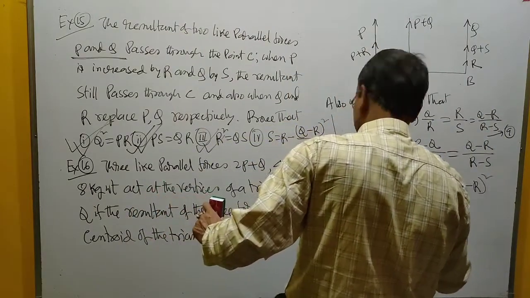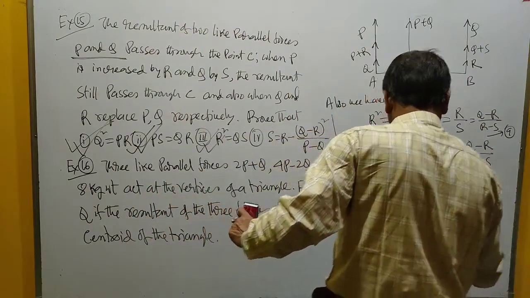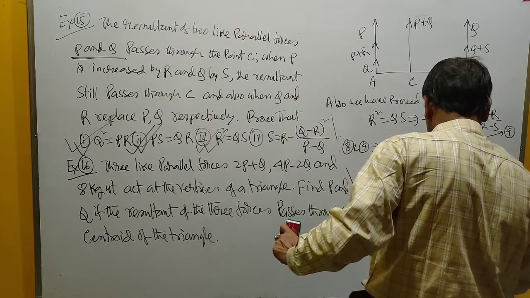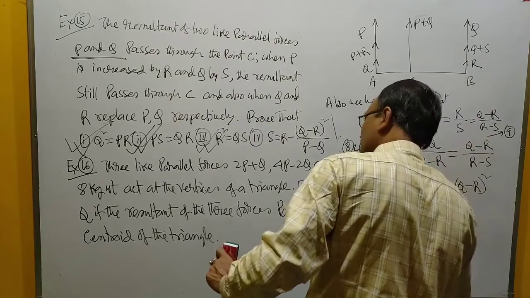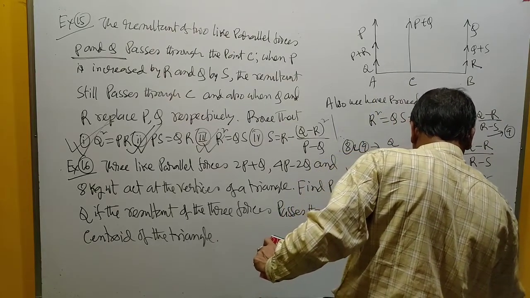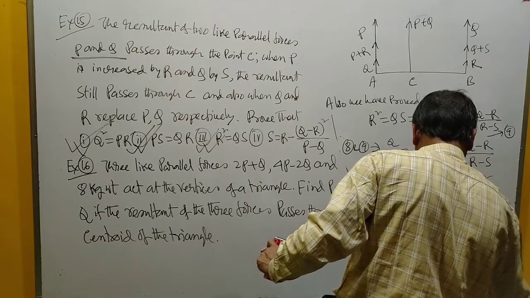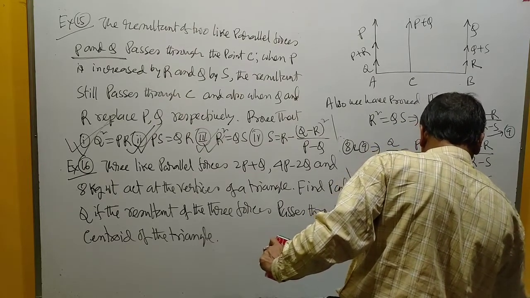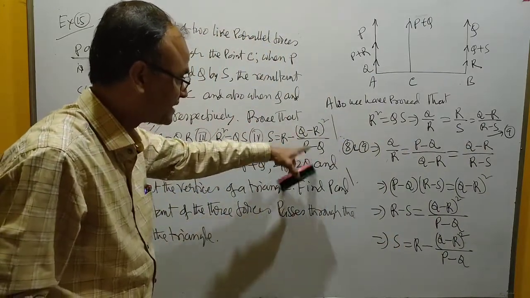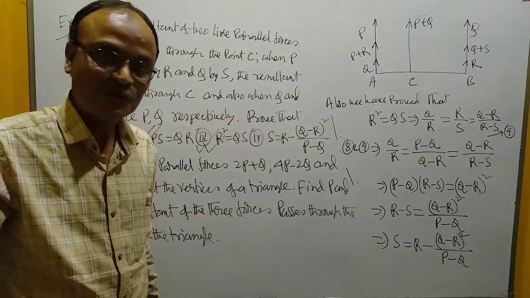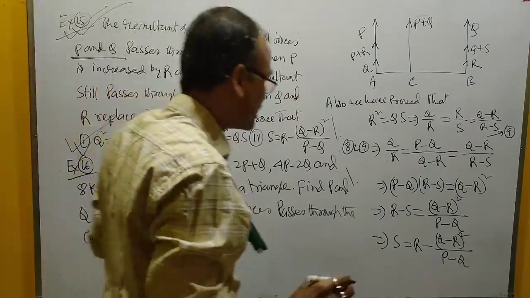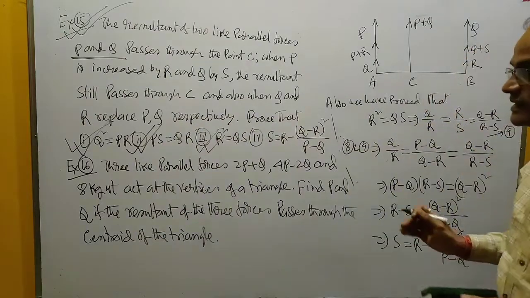Then this means that R minus S equal to Q minus R whole square divided by P minus Q. This means that S is equal to R minus Q minus R whole square divided by P minus Q. Therefore, we have solved totally the question number 50.